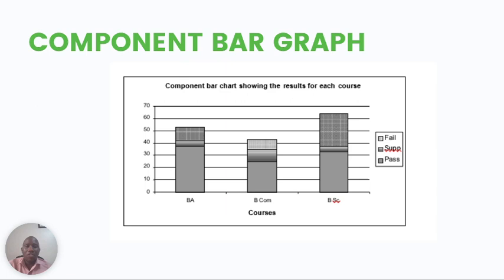So you can have a component bar chart also. With this, what you have is that the same bar has those who passed, those who failed, and those who can do a supplementary on the same bar. So that one is what you call a component bar chart.